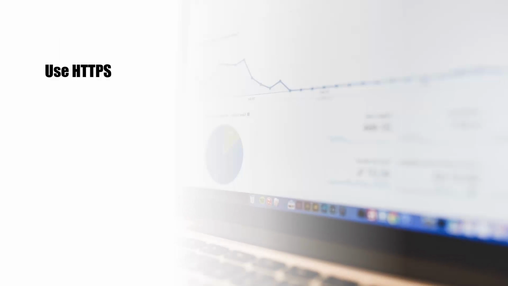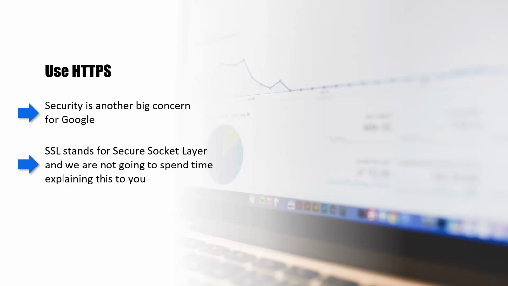Use HTTPS. Security is another big concern for Google. It wants its users to only visit websites that it considers safe. So you need to use SSL certificates with all of your websites. SSL stands for secure socket layer, and we're not going to spend time explaining this to you. You can find plenty of information about this online. So the 11th on-page optimization rule is use SSL certificates HTTPS.